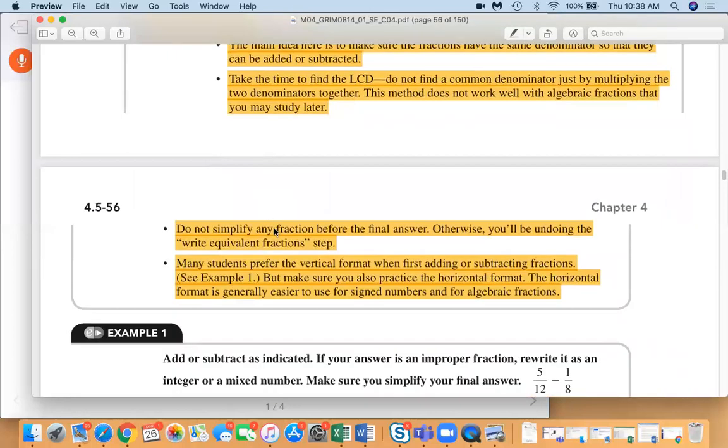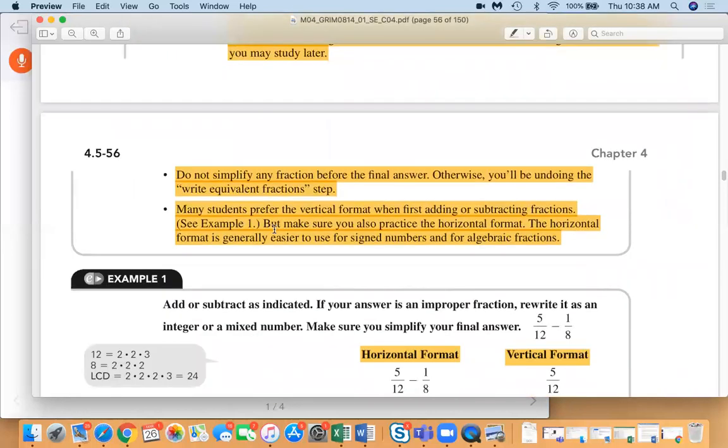Do not simplify any fractions before the final answer. Otherwise, you'll be undoing the right equivalent fraction step. That's very important. So if you write an equivalent fraction to get a lowest common denominator and then you simplify, you're just undoing the work you did. So the idea is to get them to have the same common denominator, add or subtract as you're supposed to, and then simplify as the last step.